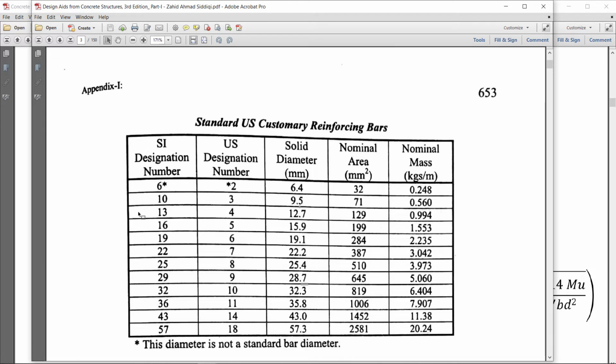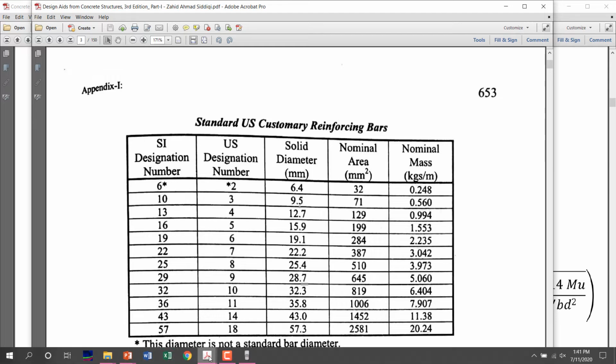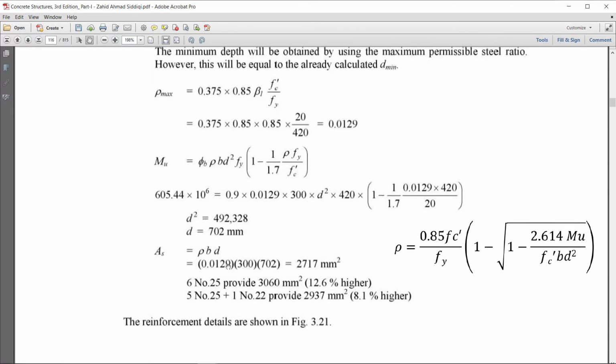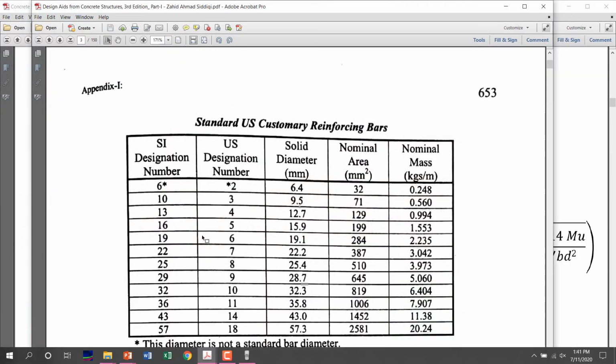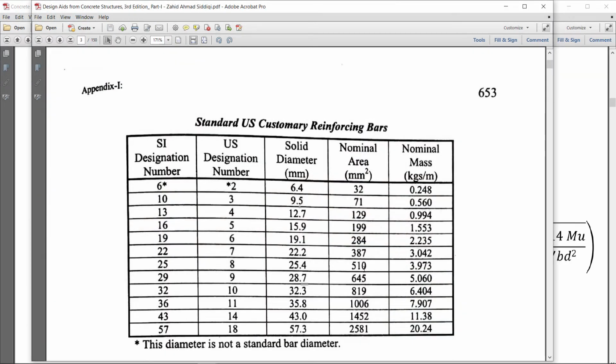So the required area of steel is 2717 millimeter square. A number 25 bar area is 510 millimeter square, so you can provide 6 bars. The total area will be 3060 millimeter square, or you can choose different arrangements, meaning 4 number 510 bars or 2 number 387. You can use the alternate arrangements.